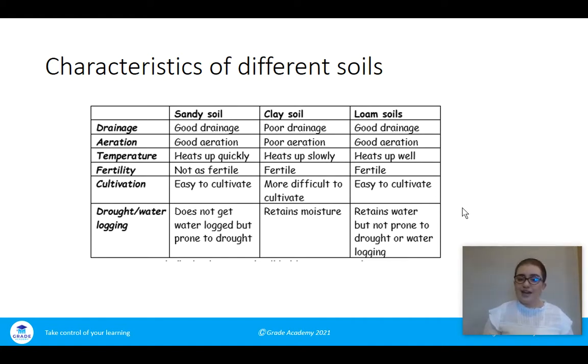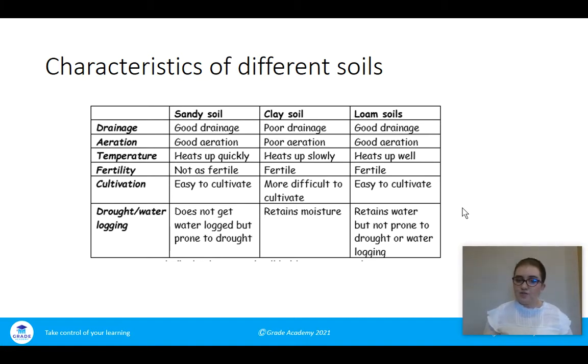Your loam soils then, again, what's a loam soil? A loam soil has equal amounts of sand, silt, and clay present. So they have good drainage because they will have larger pores and small pores. They'll also have good aeration. They'll heat up well because of the sand particles present and the larger pores. They are fertile. They're easy to cultivate because they have the different varieties of particles in them, so they are easy to work with, and they retain water, but they are not prone to waterlogging.